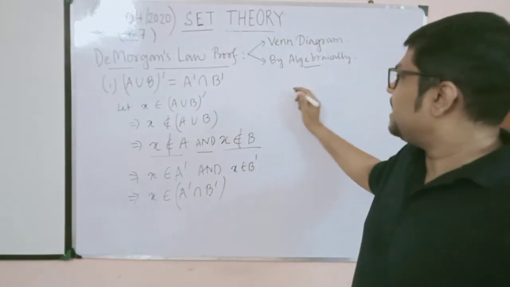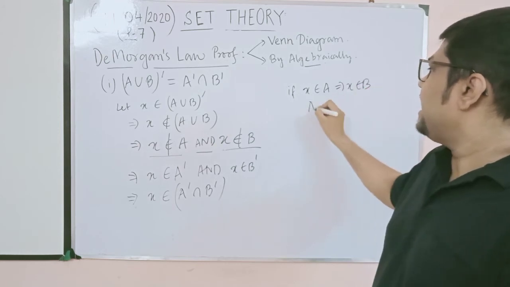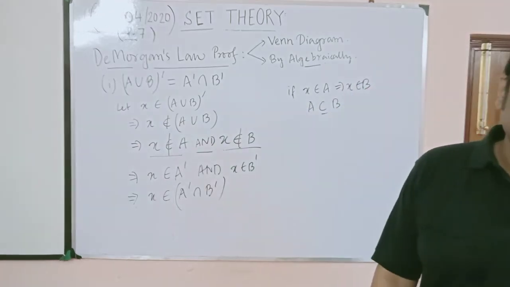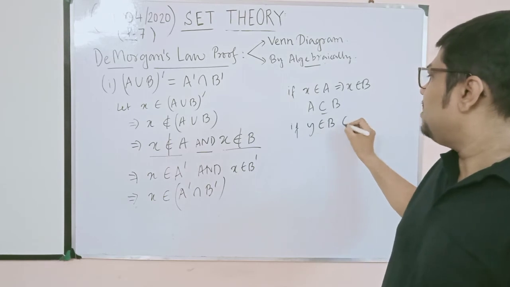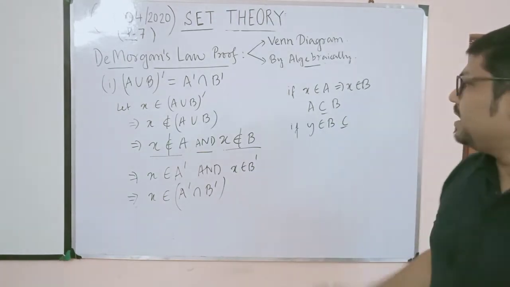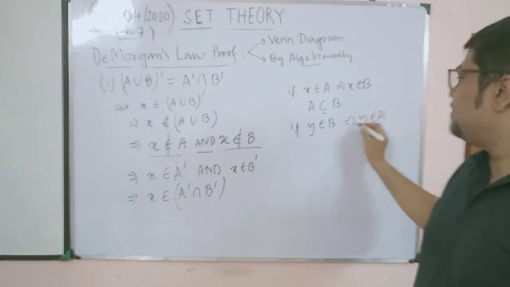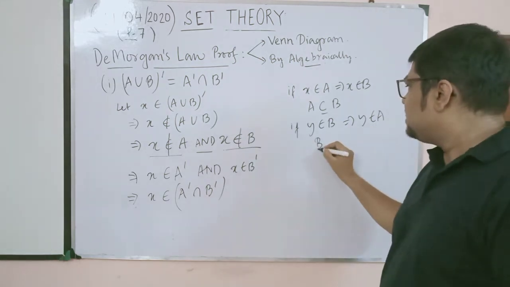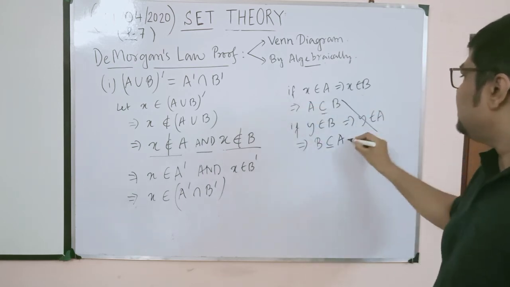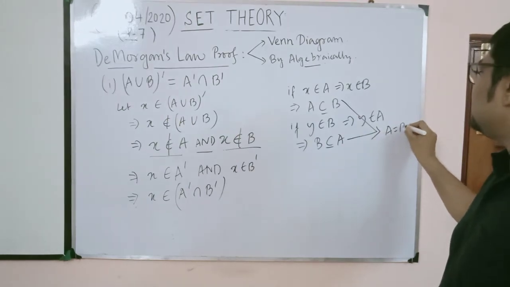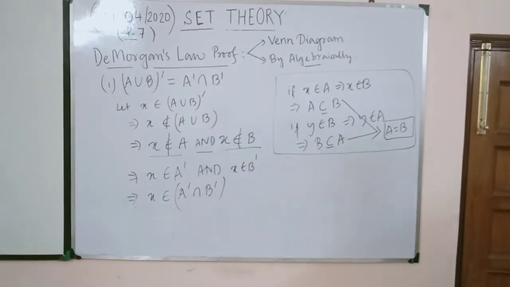That means we always know that if X belongs to A implies that X also belongs to B, then A is a subset of B. It's not A equal to B. So if the opposite is also true, that Y belongs to B implies that Y belongs to A also, it means that B is a subset of A. And with the help of both of these, we can easily say that A equals B. So this is the logic which we use for proving every set law.